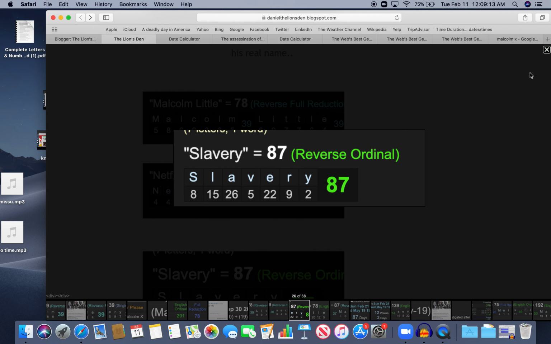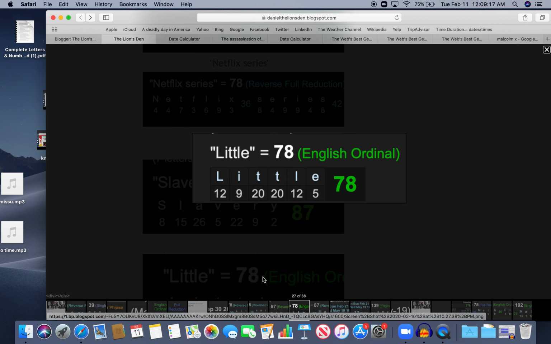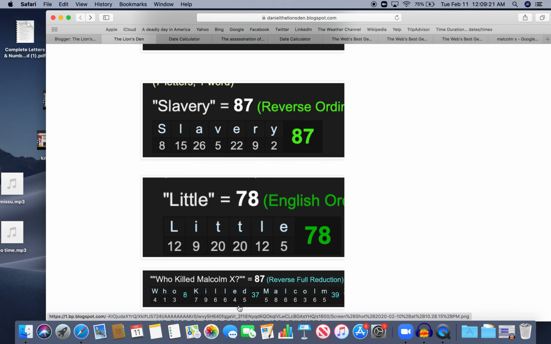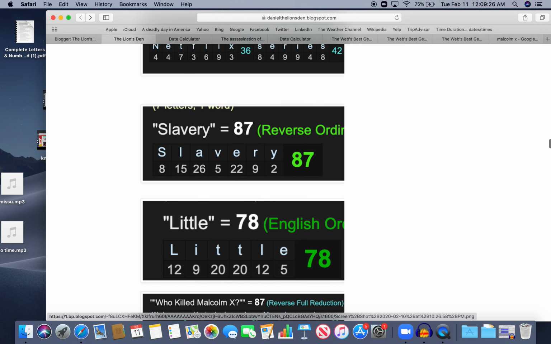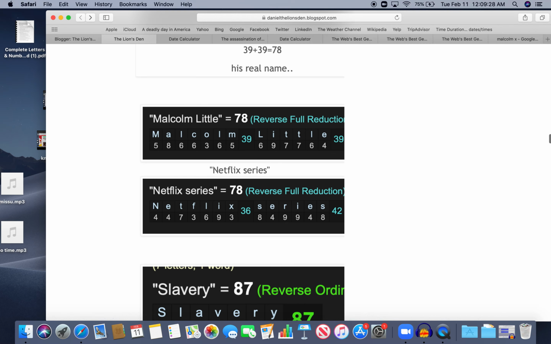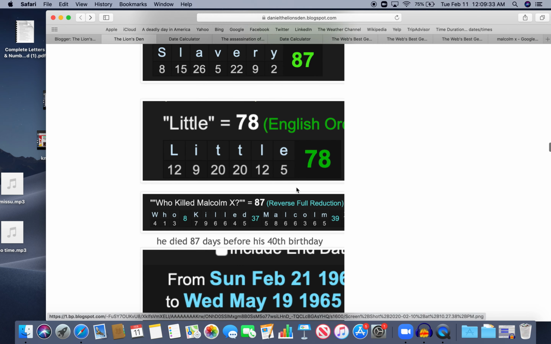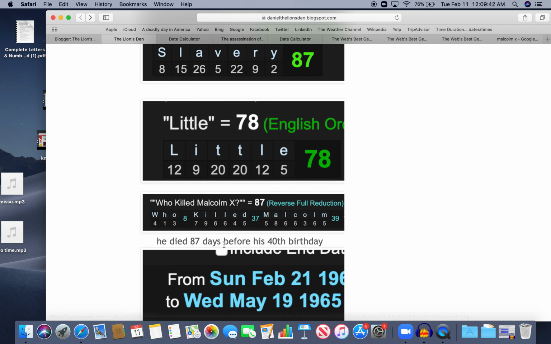Slavery equals 87, the reflection of 78. Little equals 78. Who killed Malcolm X equals 87, right? Just like slavery, reflection of these numbers. And he died 87 days before his 40th birthday. Look at that. Born on May 19th, he died 87 days later. Who killed Malcolm X? 87.